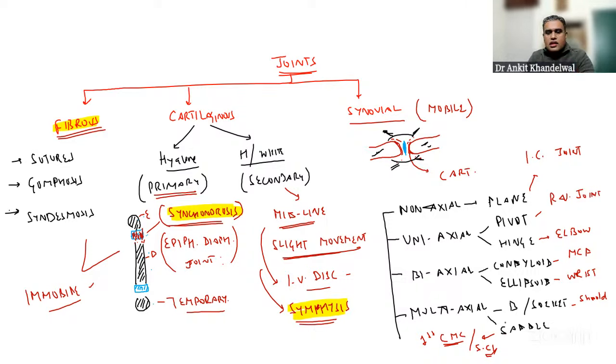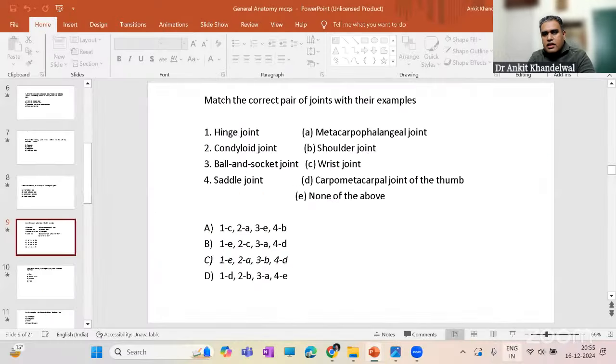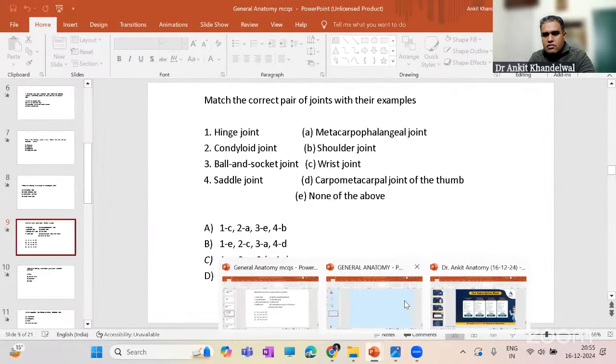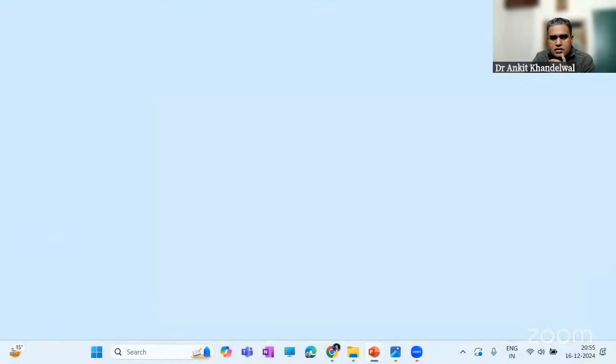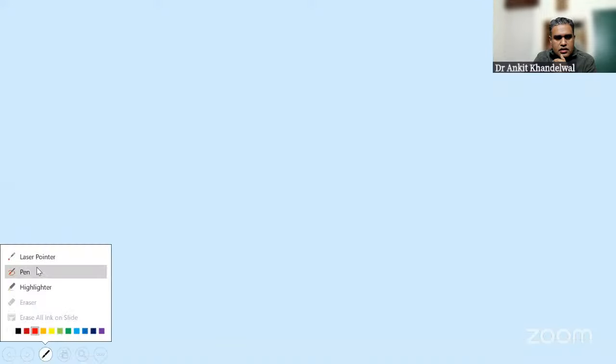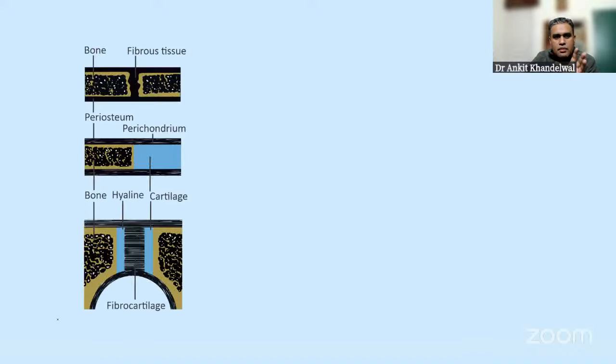This you should know. Now let us do some images of it, and then we'll again come back to the MCQs and do them as well. Okay. Let us go through the images of these joints so that we are well versed with it. Okay, these are the images just for you to understand.